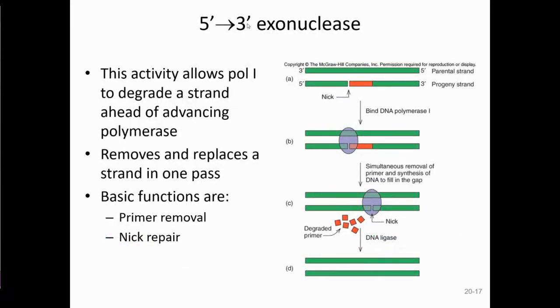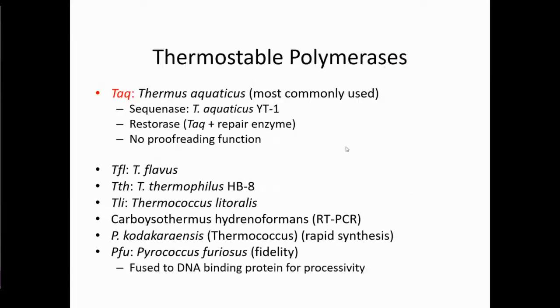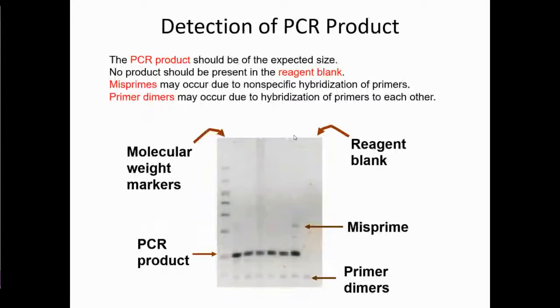The 5' to 3' activity is only for POL1, because POL1 can replace the existing nucleotide and put in the new nucleotide. And then there is thermostable polymerase, Taq DNA polymerase, purified from thermophilic bacteria. That's commonly used in the PCR reaction.